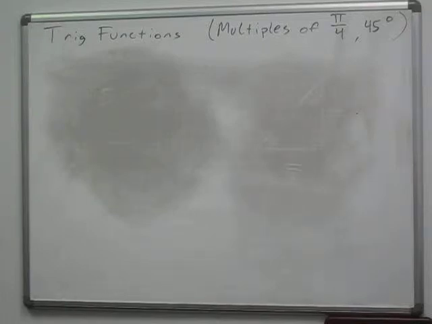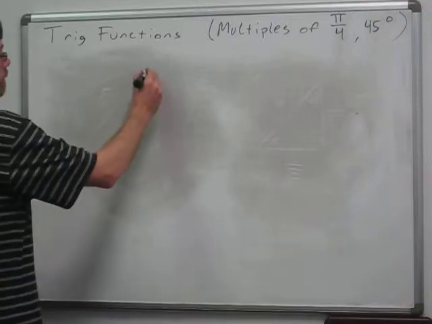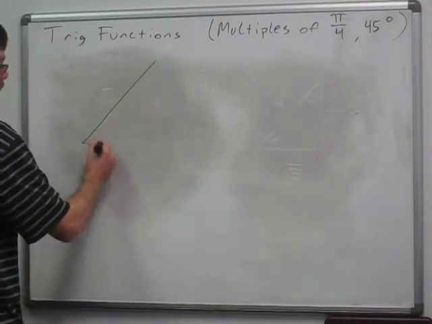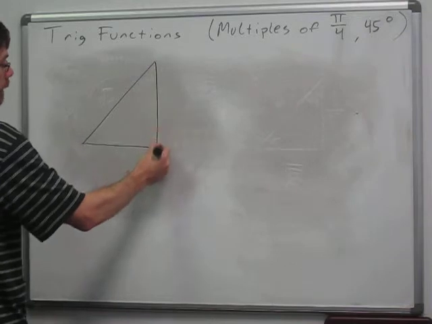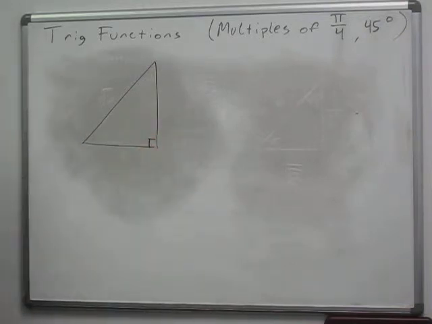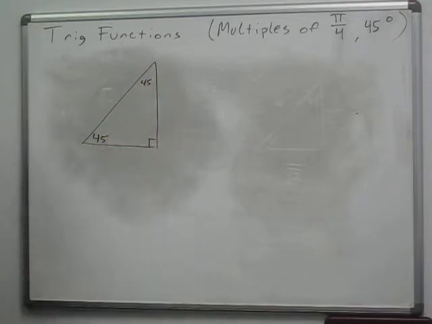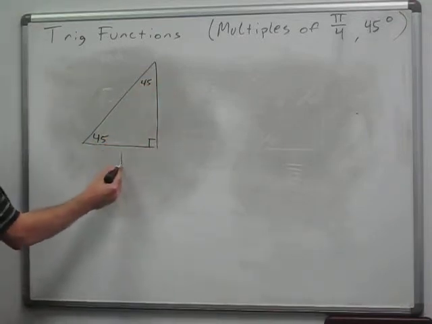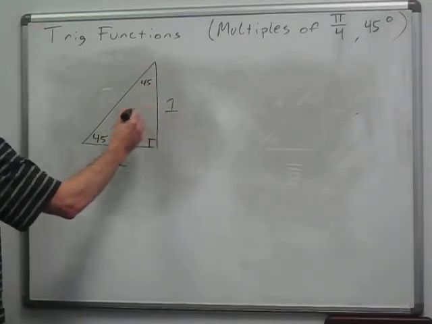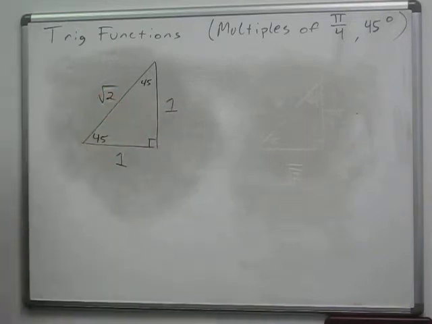In this video, I want to develop the points on our unit circle associated with rotations that are multiples of pi over 4, which is also 45 degrees. So one right triangle that comes to mind when we think of 45 degrees is a 45, 45, 90 triangle with legs of length 1 and the hypotenuse of length radical 2.